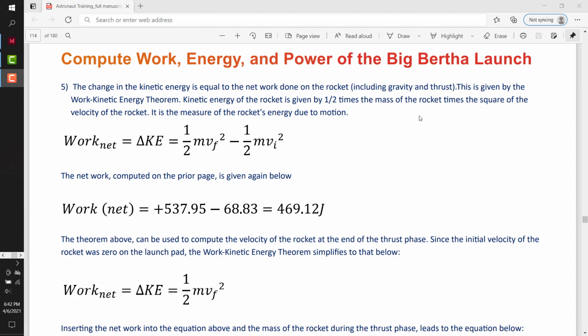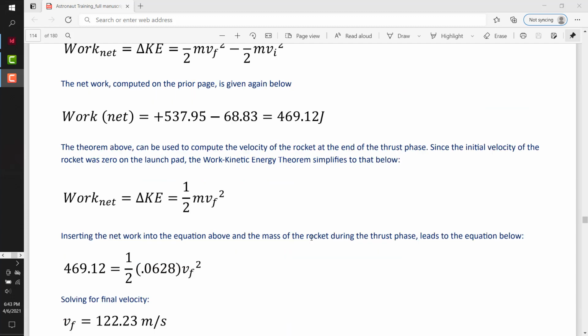We can compute the kinetic energy of the rocket after the thrust phase by using the work kinetic energy theorem. If you recall, the kinetic energy is given by 1/2 times the mass times velocity squared. So the net work done on the rocket is previously computed, 469.12. We're going to plug that in over here to this equation, and that's equal to the change in kinetic energy. The initial kinetic energy while sitting on the launch pad was 0.